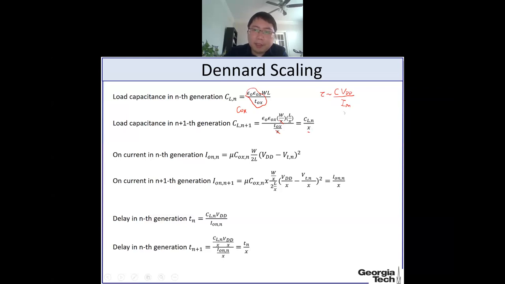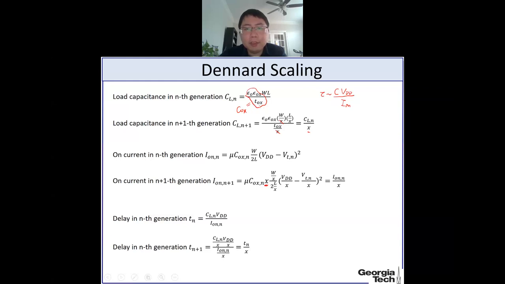So this is the capacitance, and then let's look at the on-state current. The on-state current is determined by the saturation current when the gate voltage becomes VDD. So this is the saturation current equation: mu COX W over L, times VDD minus VT, squared. So let's do the scaling. First, the COX will increase and become COX times X. This is because COX is determined by 1 over TOX, and TOX is scaled.